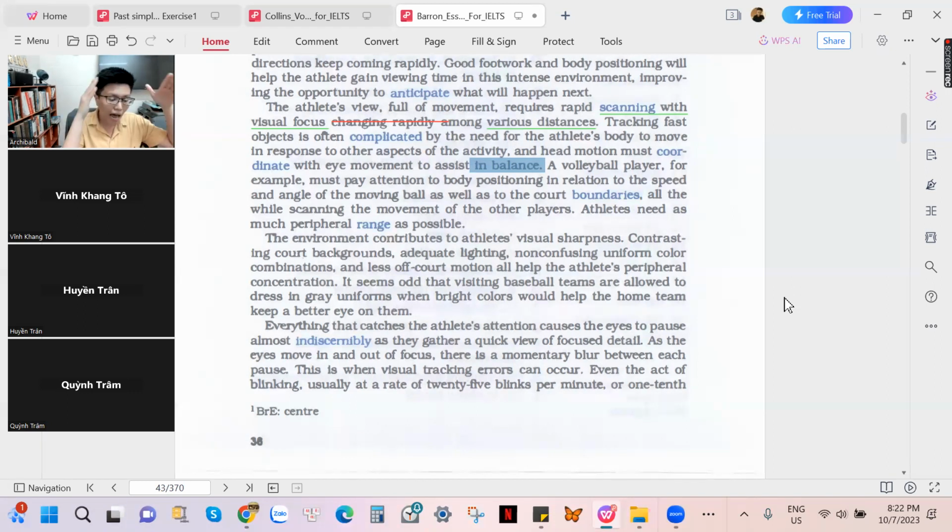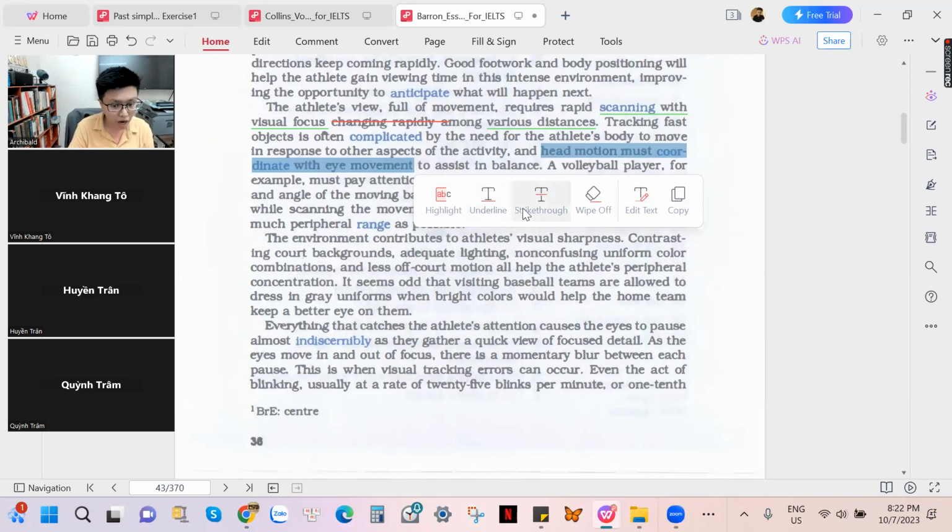So you need to balance your eye movement and your head movement. If you look very fast, but your head is still somewhere else, it means your head is lagging behind. And when your head is lagging behind, you lose balance between your eye movement and your head movement. That is the meaning of this sentence. Why do they talk about head motion and eye movement here?